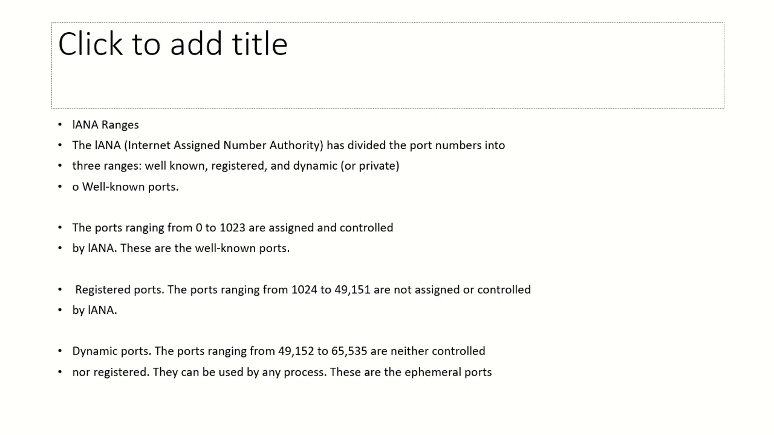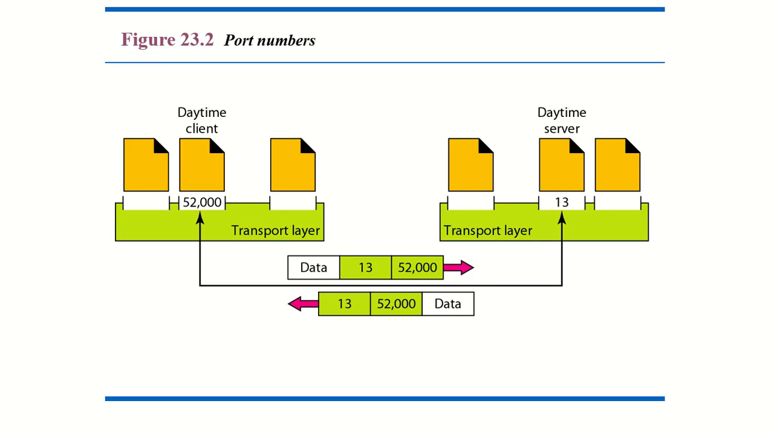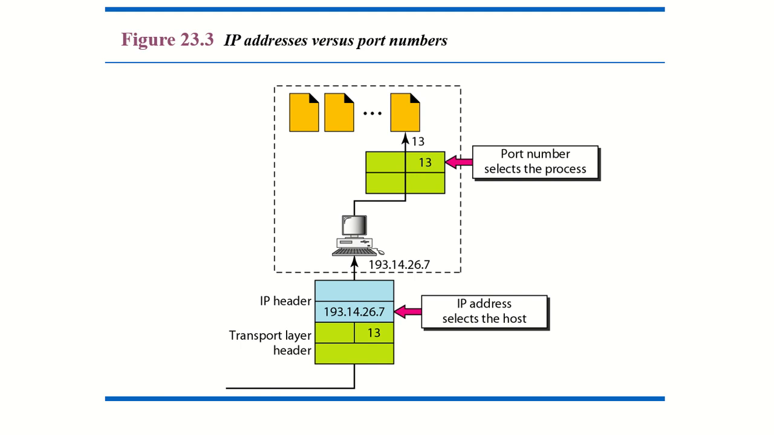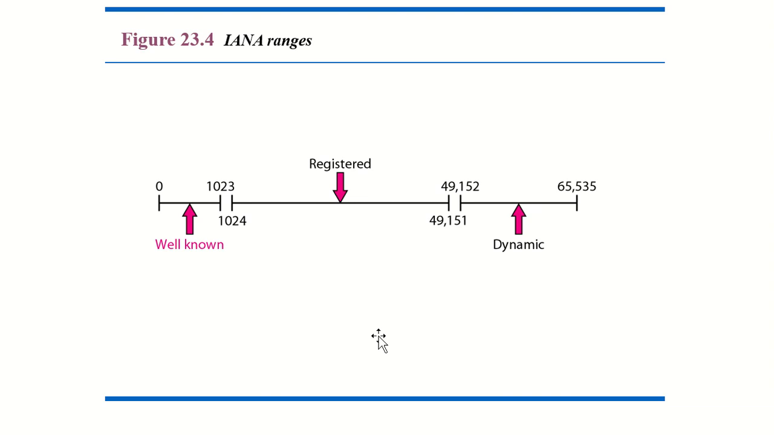There are three categories: well-known, registered and dynamic ports, depending upon whether they are controlled or not. Here is a simple example to make you understand. Let's say there is one source and one destination, and you want to send your data from the source to the destination. You have the corresponding address, but you must also have the corresponding port number, the process number for which you send your data. In this case I am taking 13 as my process number.